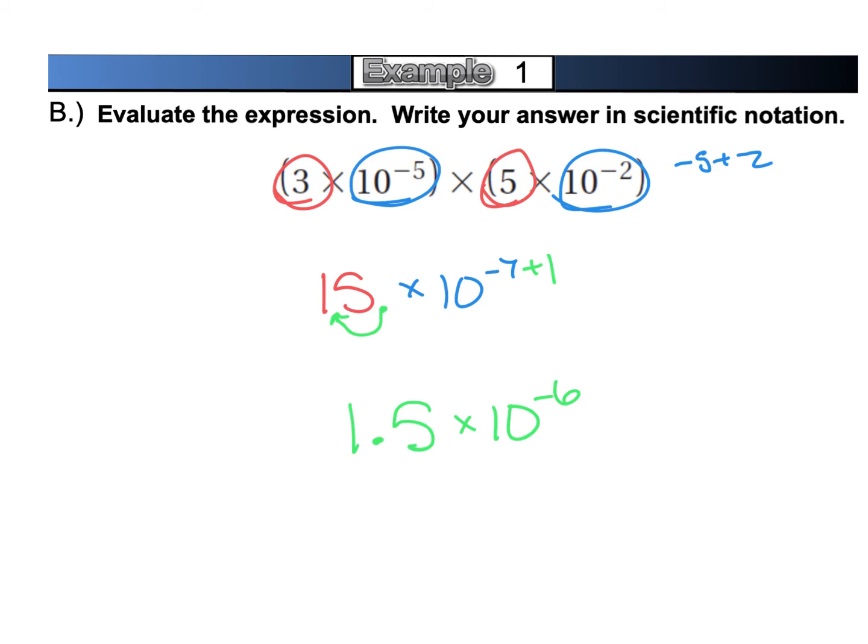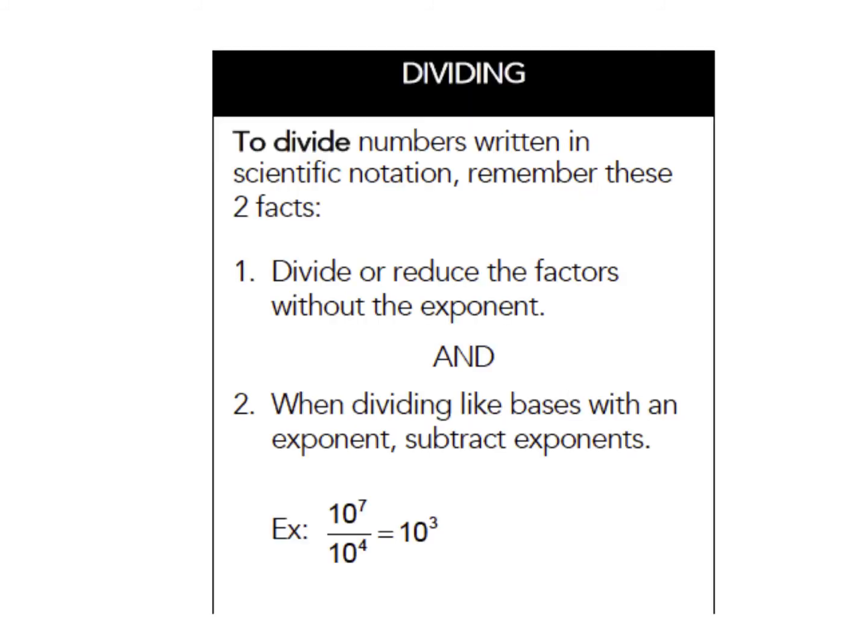Division is the same way. Go ahead and put this into your notes. Pause the video if you need to. We're going to remember 2 facts. We're going to divide or reduce the factors and then divide the powers of 10. So that means we're going to subtract our exponents.